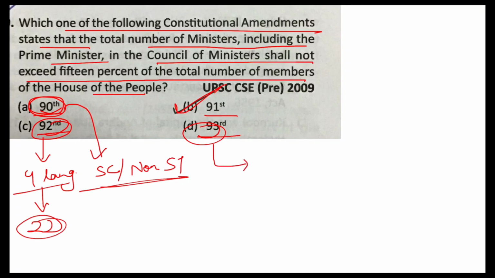The 93rd amendment empowered the state to make provisions for socially and educationally backward classes, SC/ST, in educational institutes, including private educational institutes, whether aided or unaided.